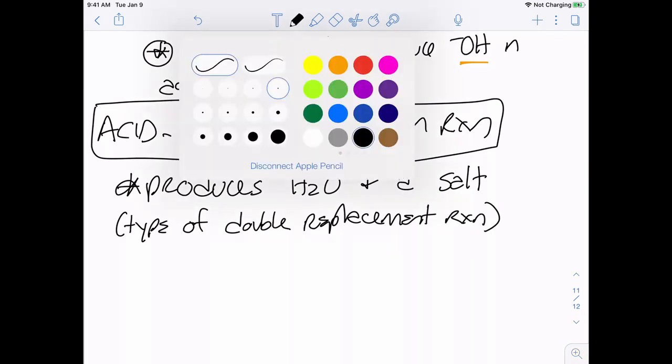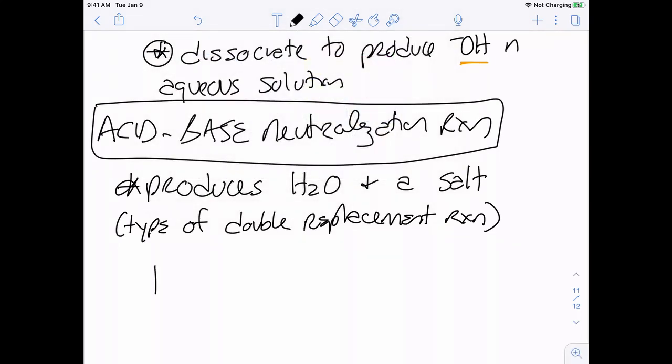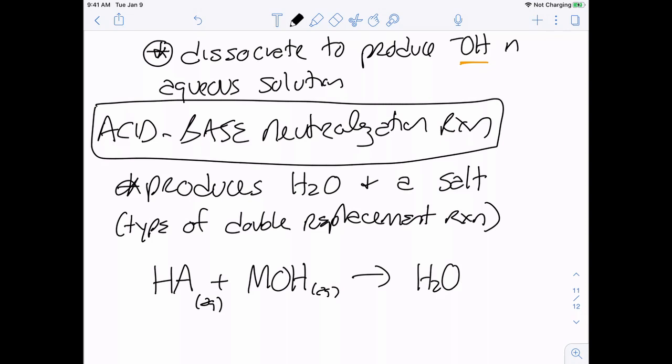So let's just do the generic version like we were doing up above. So HA plus MOH. These are in aqueous solution. I am going to form water. Water is now going to be a pure liquid. It's not an aqueous solution, right? Water isn't in solution with water. Water is just water. So it gets an L for liquid.